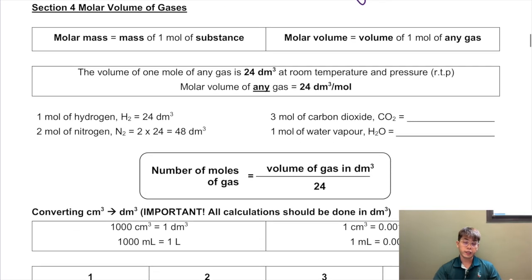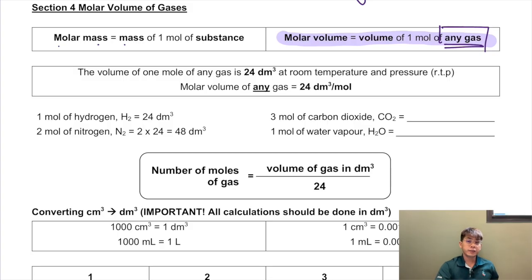So there are two things over here. Molar mass is the mass of 1 mole. Molar volume is the volume of 1 mole, but it must be a gas. Again, molar mass is the mass of 1 mole. Molar volume is the volume of 1 mole of gas. Can I have a molar mass of a gas? Yes, you can. But I also have a molar volume of a gas. So it depends on which quantity they ask for.